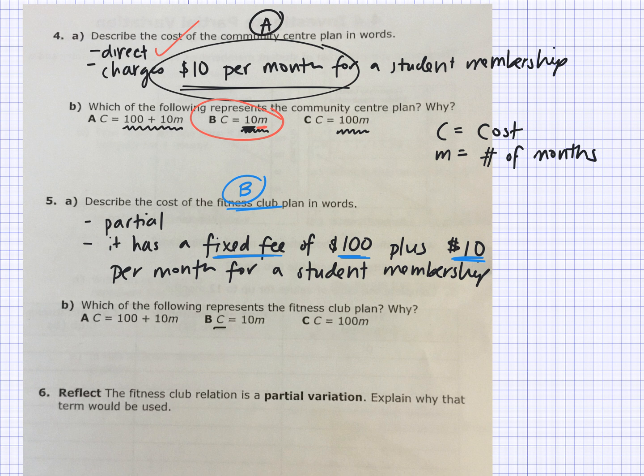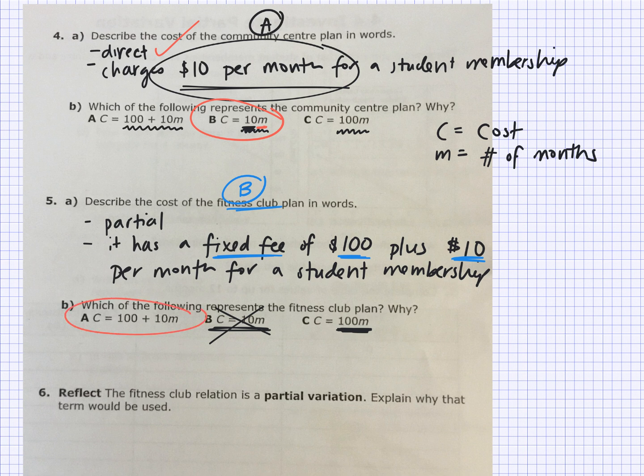Can the equation be represented by B? No, because we already used that for the first one, and we know it's not direct. It has an initial value plus a constant multiple of the independent variable. So, would it be represented by C? Is it $100 per month? No. Is it A? Yes.